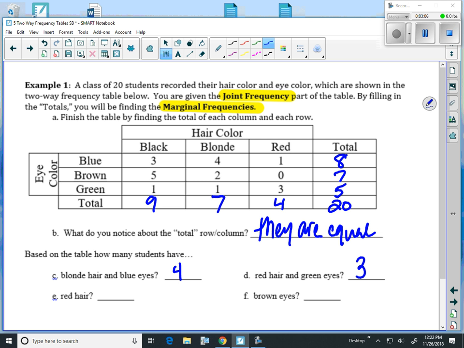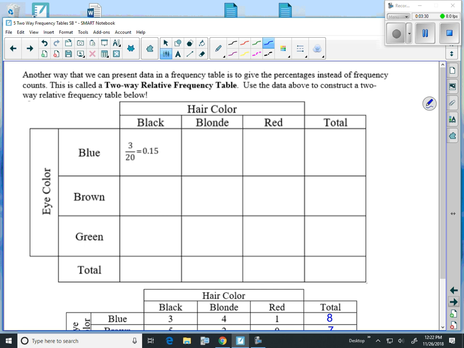What about just red hair? 4. We look at the total for red. What about brown eyes? 7. We go to the total there. Total is 7. Easy peasy. What if you have a category in the middle but don't have black or blonde? It wasn't surveyed. They just don't care.